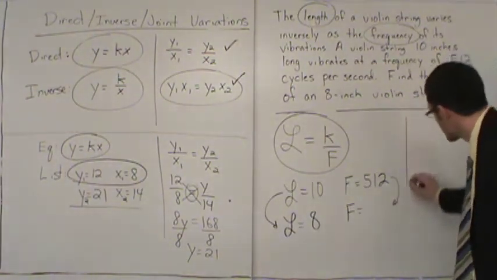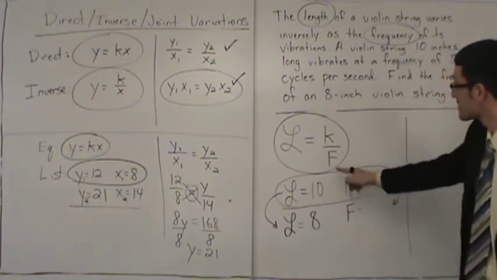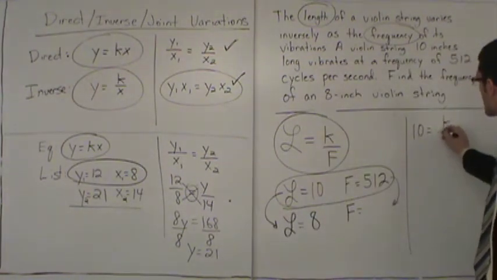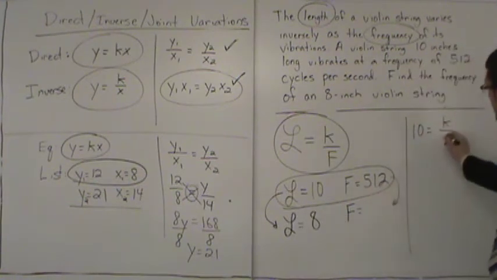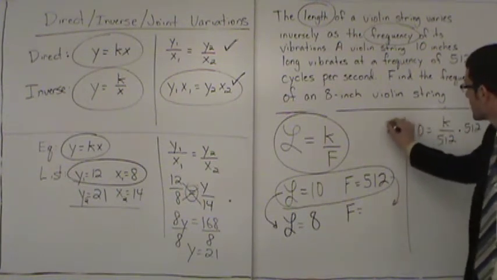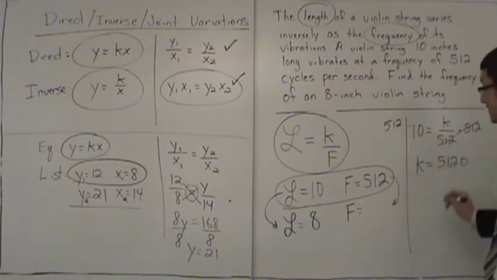Now let's go ahead and set it up. We're going to use the top part of the list because it does not have any missing values. So we have 10 for L. 10 equals K over what? 512. Now to get K by itself, since K is being divided by 512, multiply by 512, and we get K is equal to what? K is equal to 5,120.